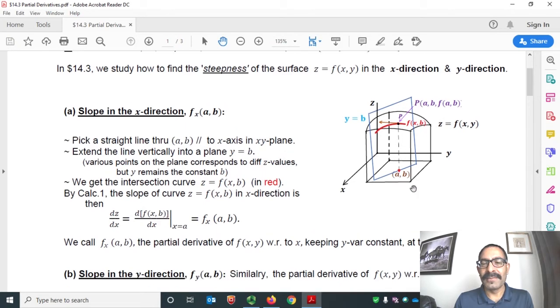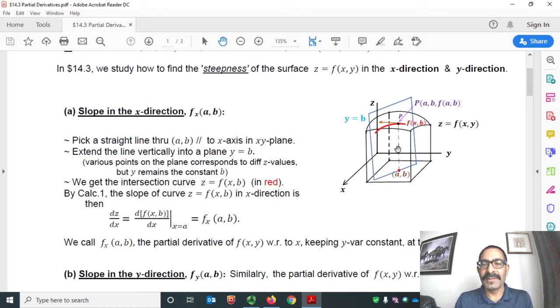So in the diagram, here is a point (a, b) in the domain of f(x, y), and the surface is up here, whose equation is z equals f(x, y). I think you are familiar with this diagram. It means the surface diagram here. So pick a straight line through (a, b) parallel to the x-axis in the xy plane and extend that line vertically into a plane y equals b. Now this is the y equals b plane.